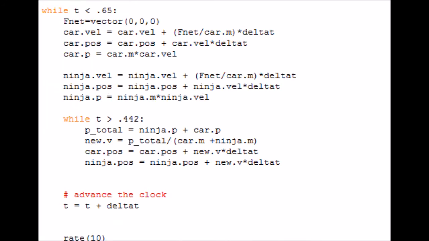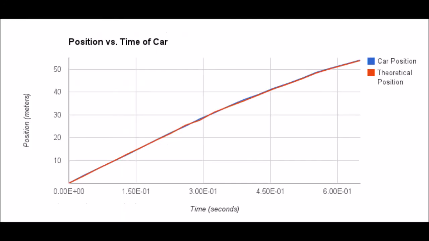A loop shown here updates the position of the ninja and the car. The moment where the two objects collide, the position is found using the new total momentum and total mass. After running the code, we get the data to make this position versus time graph.